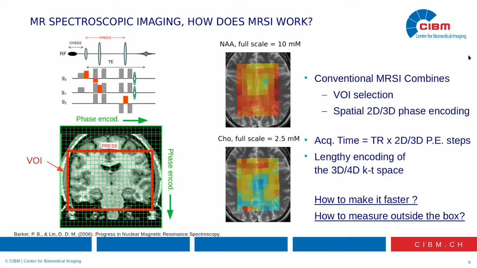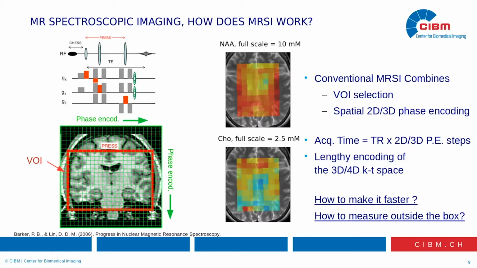This makes the method rather lengthy because at each TR, we can only acquire one specific phase encoding step. So if we are in a 2D or 3D MRSI case, we need to acquire a single TR for every single phase encoding step. That makes the method quite lengthy.